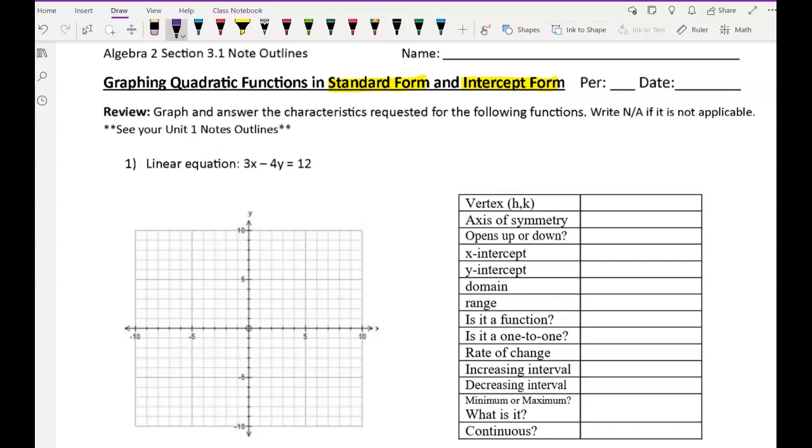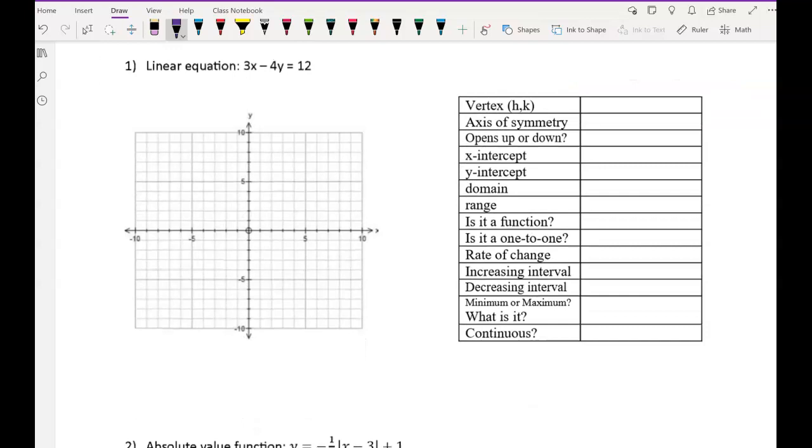So the review says, graph and answer the characteristics requested for the following functions. Write NA if it is not applicable. So if you need some more review, please go and look at your Unit 1 note outlines. So the first one we have here is a linear equation, 3x minus 4y equals 12. Now guys, this is what we call the standard form, okay? So standard form of your linear.